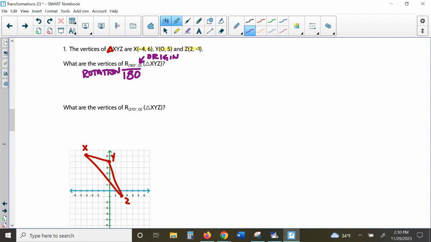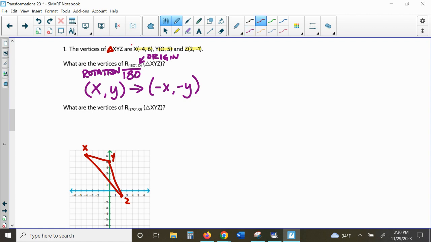So we know 180-degree rotation. Our rule says we're going to take our (x, y) on the front of your cover, and we're going to do what to it? 180 degrees, it's going to be (-x, -y). So if we knew the coordinates of our XYZ, which we do, right up here, they're highlighted yellow, all we have to change them is to the opposite signs.